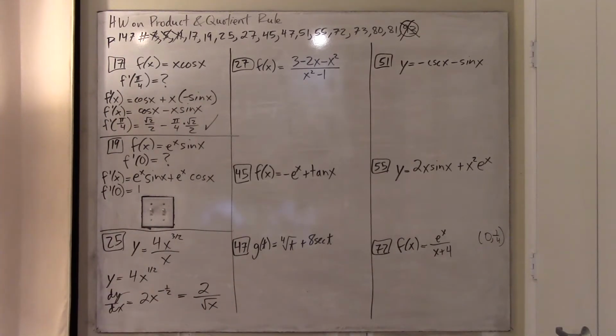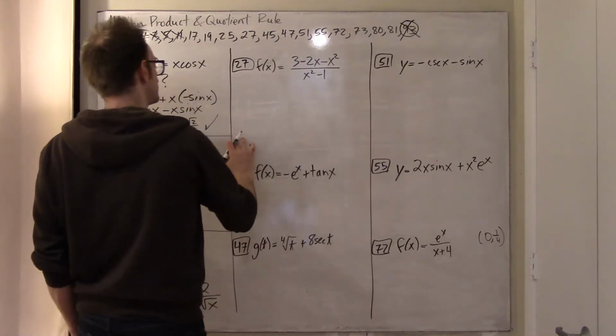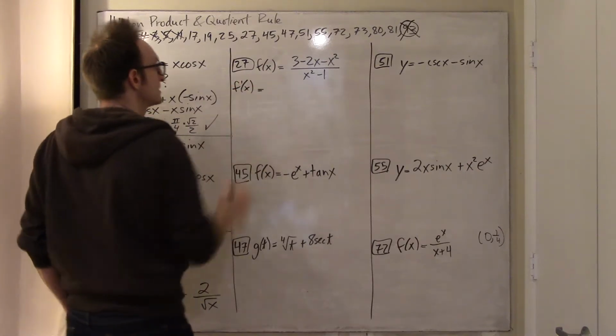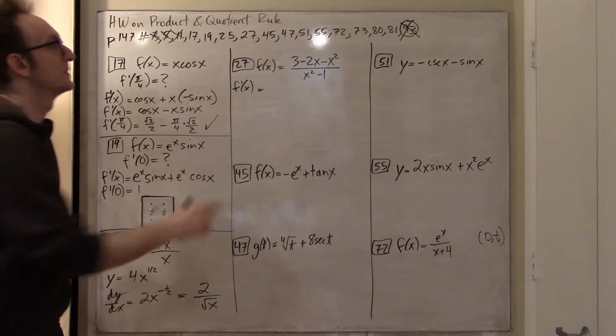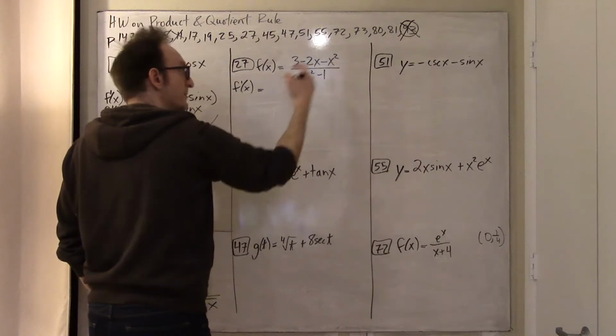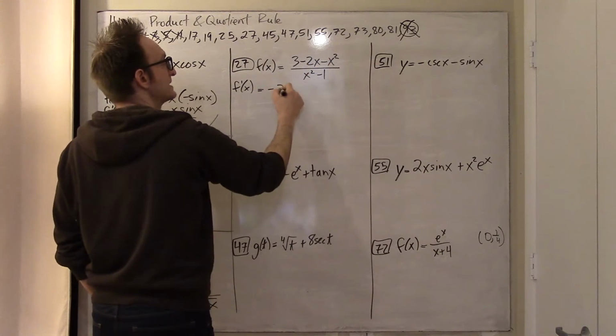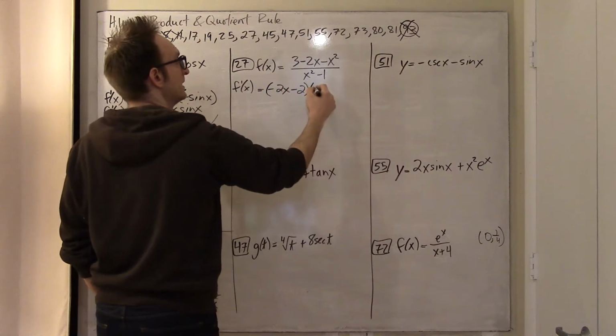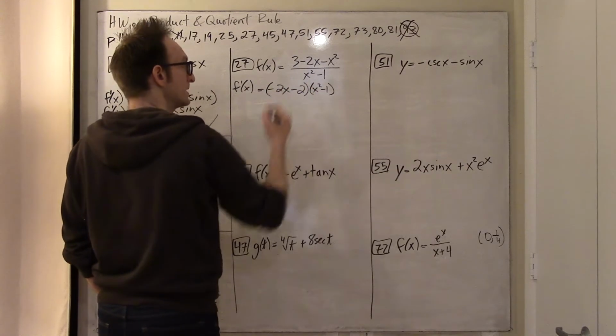Okay, 27 is more of a traditional kind of quotient rule problem. Let's go. I don't think there's any kind of shortcut here. I think we just have to do it. So we take the derivative. What do we get? Well, the derivative of the top, which is going to be negative 2x minus 2 times the bottom, x squared minus 1.